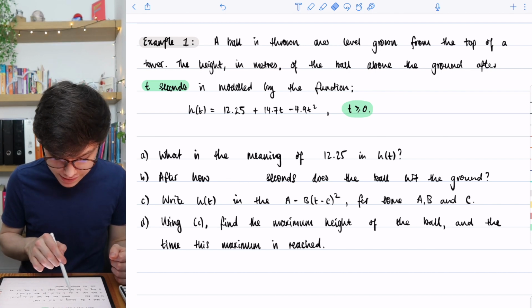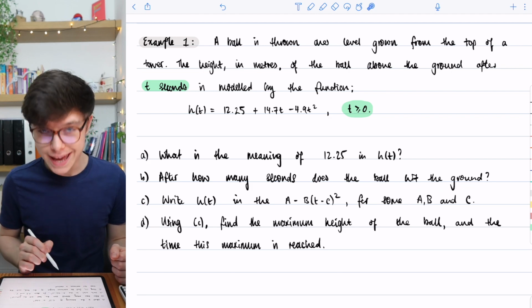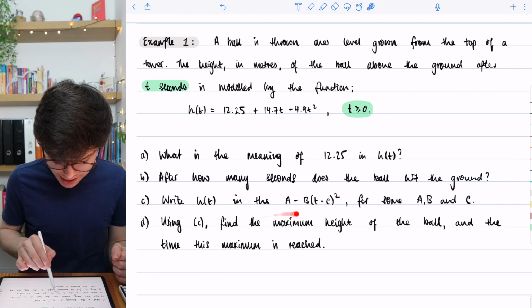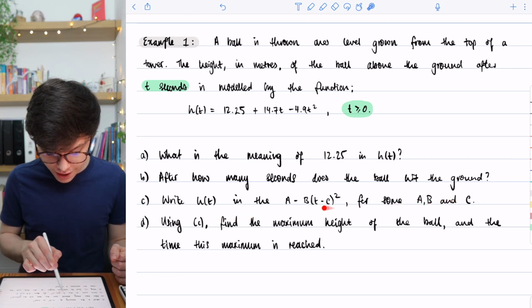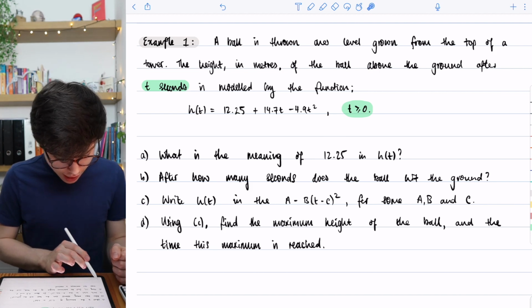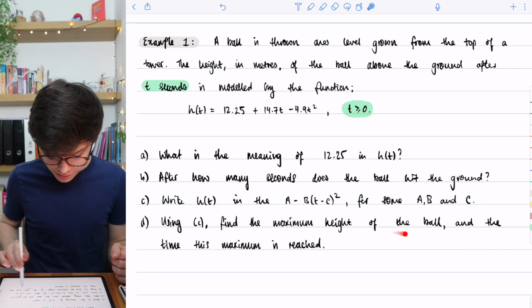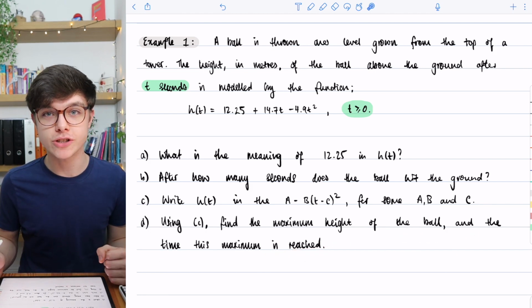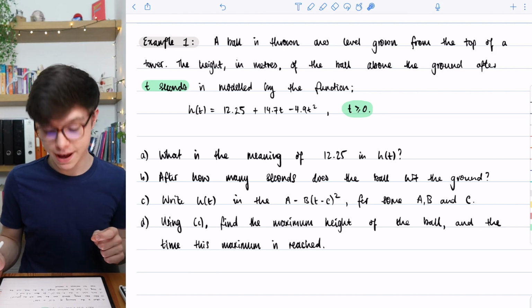Part B says, after how many seconds does the ball hit the ground? Part C then says write h of t in this form. For some A, B and C, we need to find what A, B and C are. And then part D says, using part C, find the maximum height of the ball and the time this maximum is reached. So, press pause and have a go if you want to.